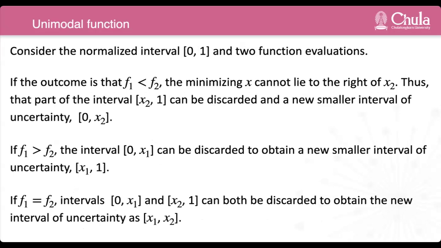Okay. This is the explanation of that. We have an interval of 0 to 1 with 2 function evaluations, f1 and f2. If the outcome is that f1 is less than f2, then the minimizing x cannot lie to the right of x2, okay? Then the new smaller interval of uncertainty is 0 to x2. And if f1 is greater than f2, then we discard the area from 0 to x1. A new smaller interval is x1 to 1. Okay, and if we have f1 equal f2, then the new interval is x1 to x2.